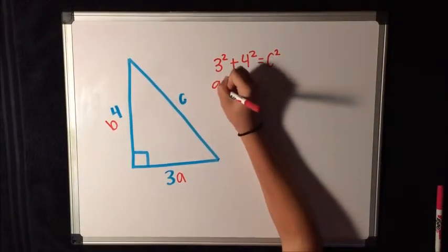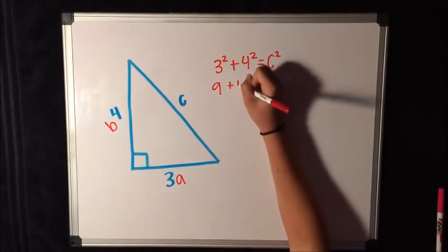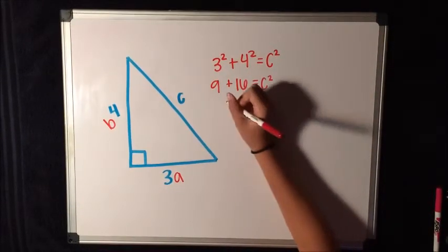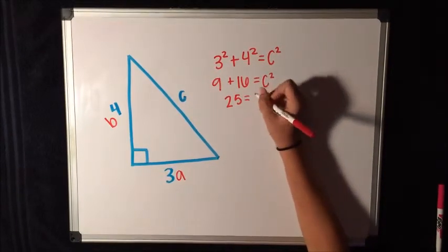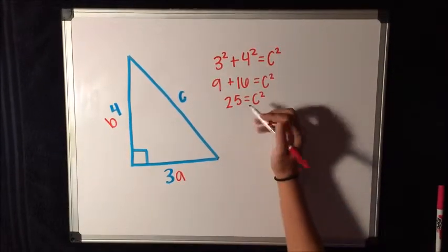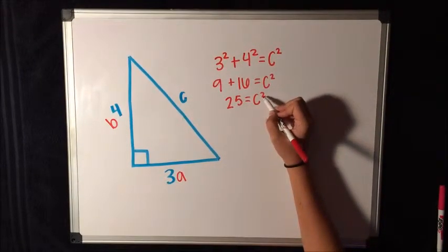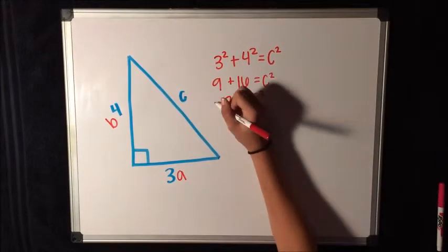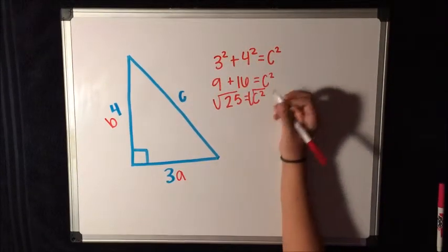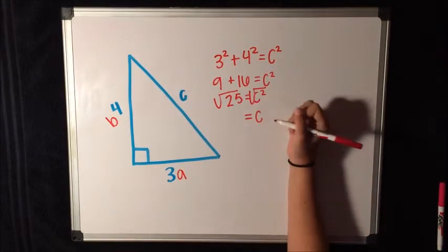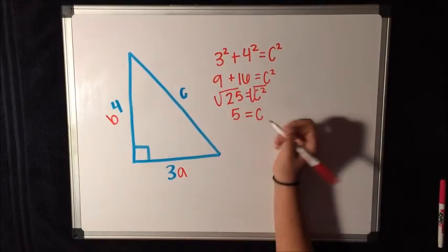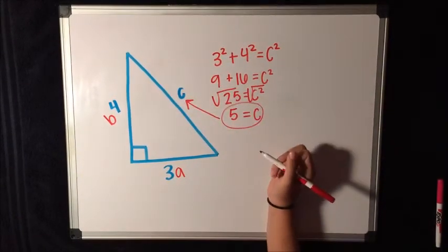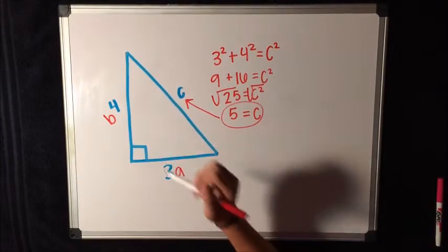3 squared is 9, and 4 squared is 16, equals C squared. We can go ahead and add these two together, and you'll get 25, equals C squared. This is not our answer yet because this C is still squared, and we want it to just be the variable C. So in order to do that, we have to square root both sides. C squared is just C. The square root of 25 is 5. So 5 equals C is your answer. And you would plug this back in here, and you would get the triple 3, 4, and 5.